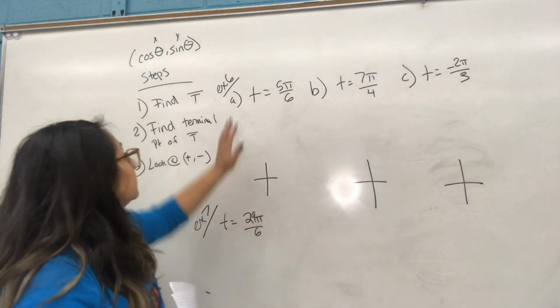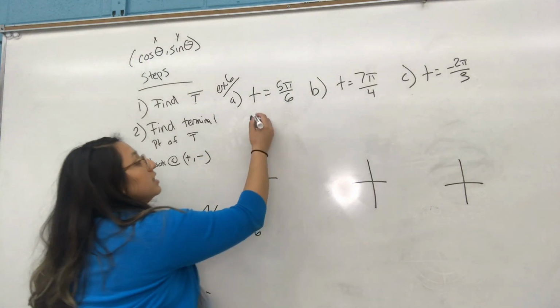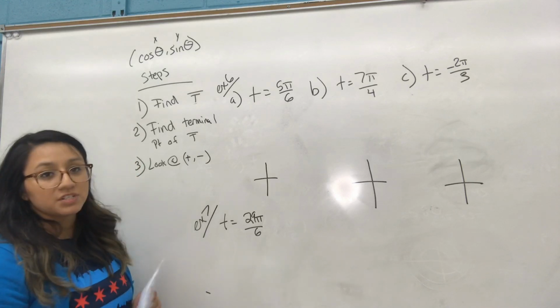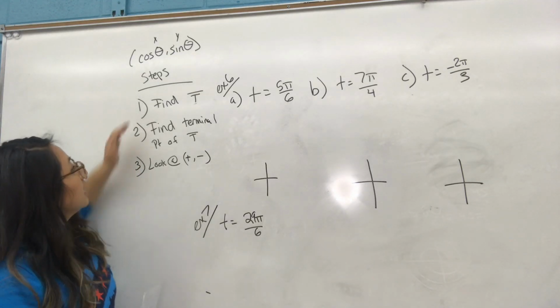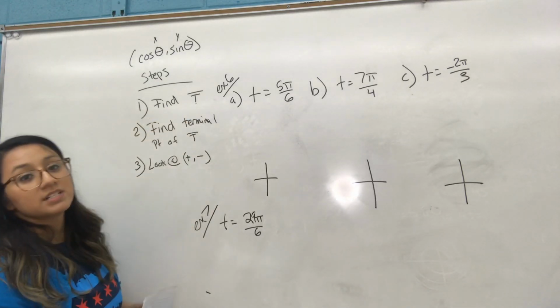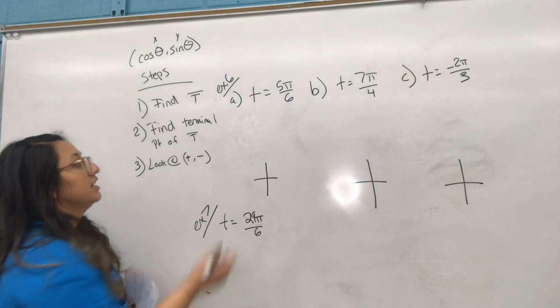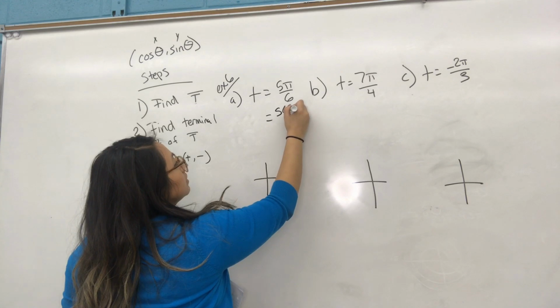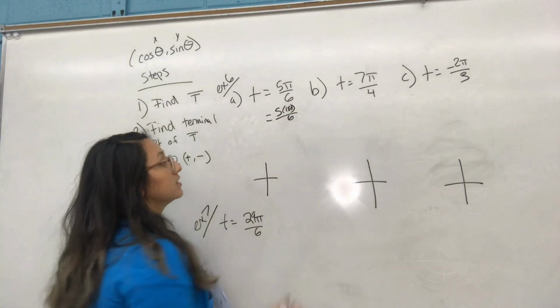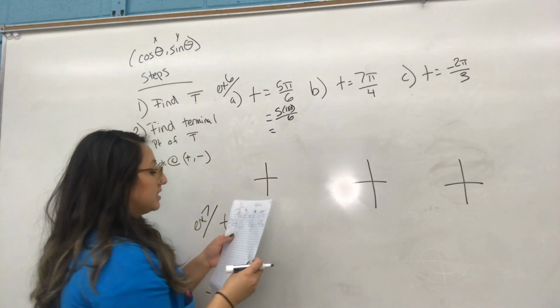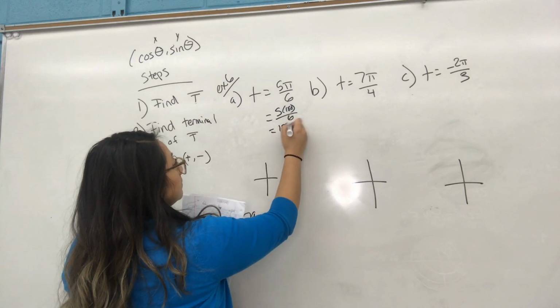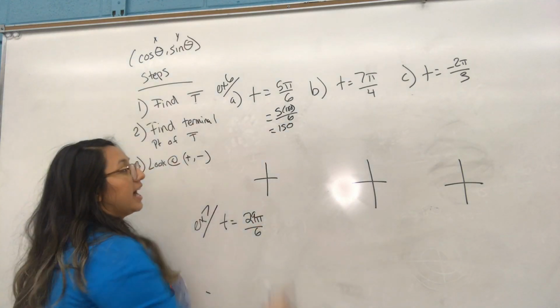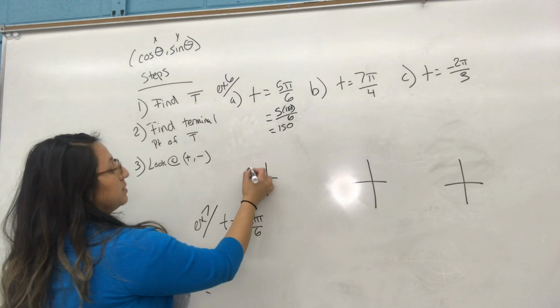Example 6. Terminal point, or the number we have here, is 5 radians over 6. According to my steps, I start with finding the terminal point. To find the terminal point, let's go ahead and convert this to degrees. So 5 times 180 divided by 6, I get 150. So now I get 150. 150 will be right here.